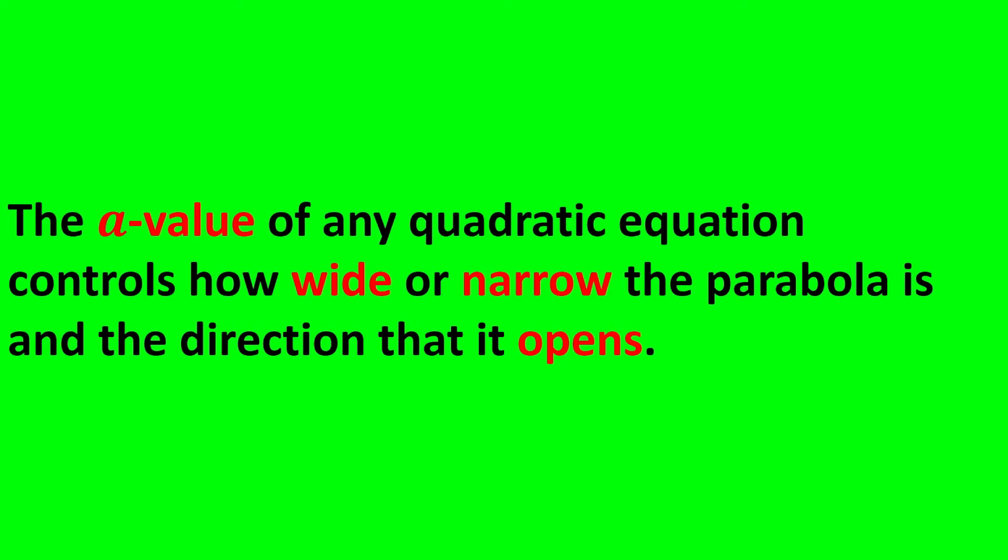The a value of any quadratic equation controls how wide or narrow the parabola is and the direction that it opens. So first of all, when you're trying to determine how wide or narrow your parabola will be, don't pay attention to the sign at first. If you see a proper fraction as your a value, your parabola will be wider than the parent function. If you ignore the sign and your a value is greater than 1, then your parabola will be narrower than the parent function. If you happen to have an a value of 1, then your parabola will have the exact same shape as the parent function.